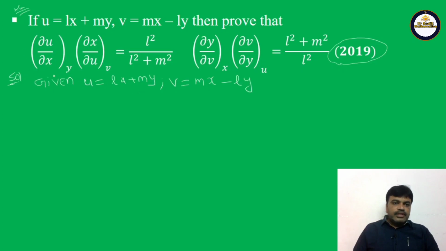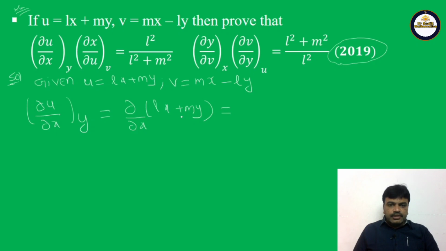Now first I want to take ∂u/∂x. Here u is a function of x and y, treating y as constant. So that is equal to ∂/∂x of Lx plus my. The derivative of x is 1, so we get L. My is constant, so its derivative is 0. Finally we get L. Now the second one, x is a function of u and v.